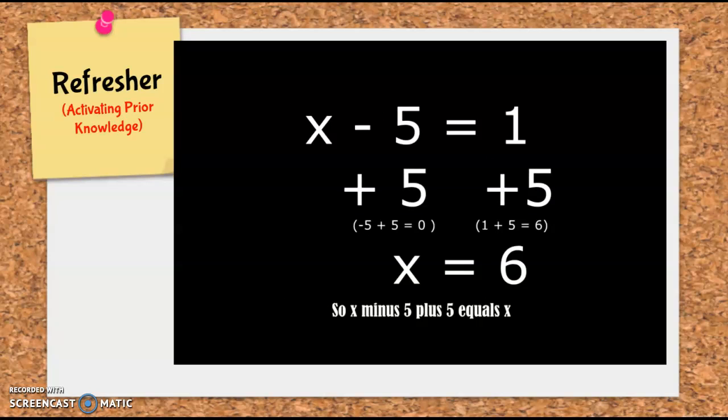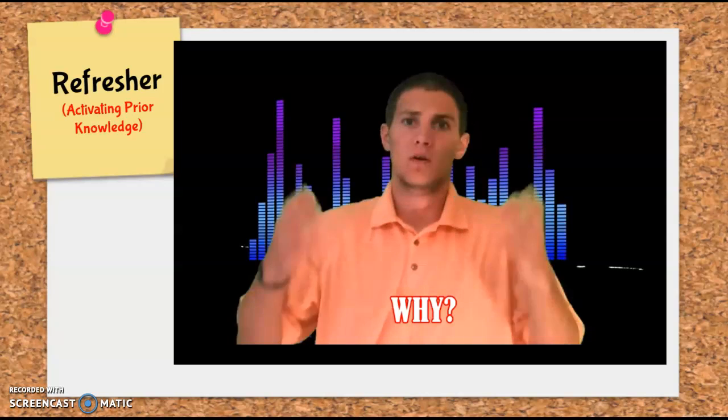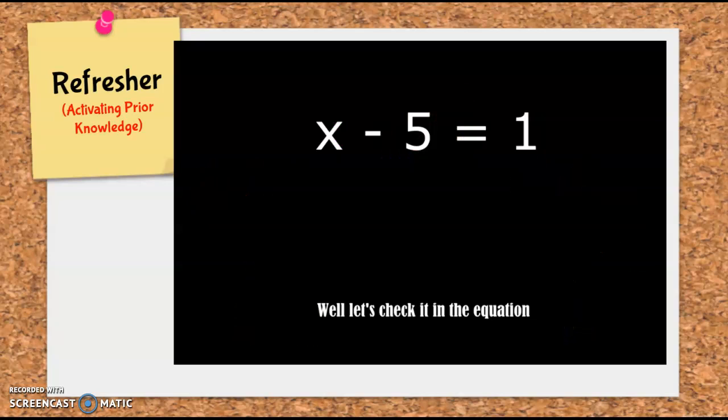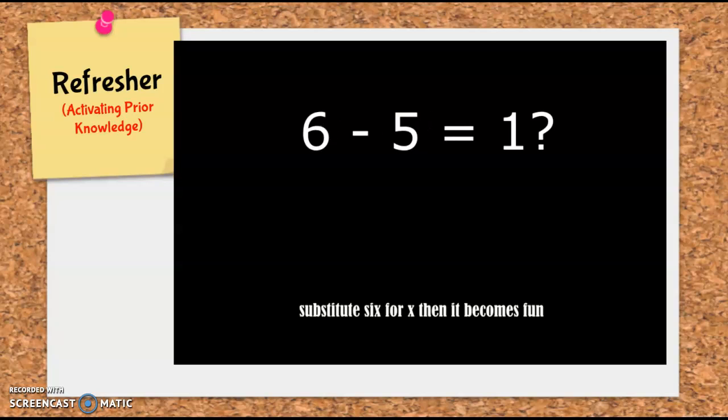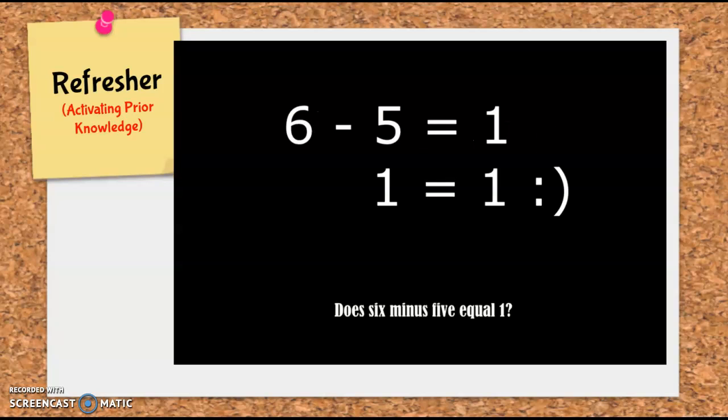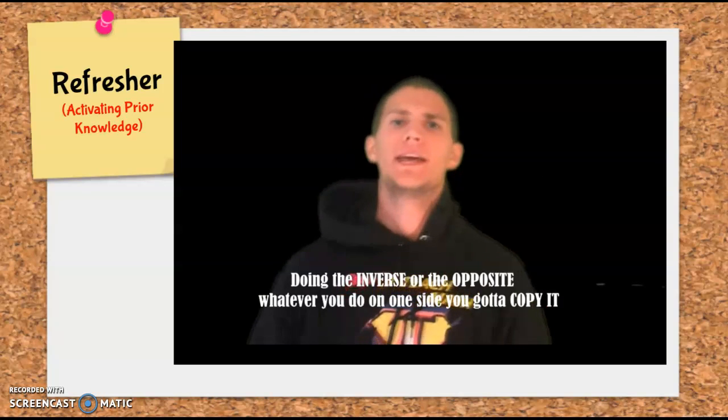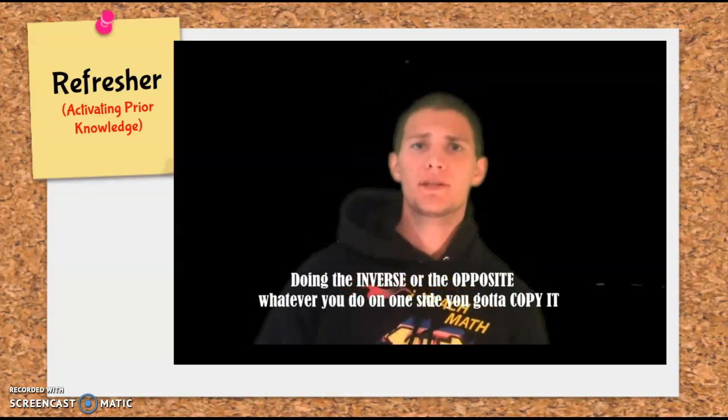So x minus 5 plus 5 equals x. Notice the variable is the only thing left. Now to the other side, 1 plus 5. 6 is the answer to x. Why? Well, let's check it in the equation. Originally, x minus 5 equals 1. Substitute 6 for x, then it becomes fun. Does 6 minus 5 equal 1? Done.